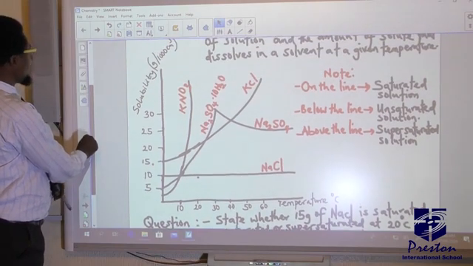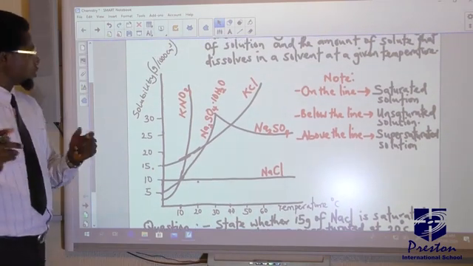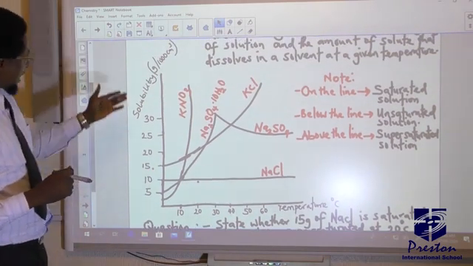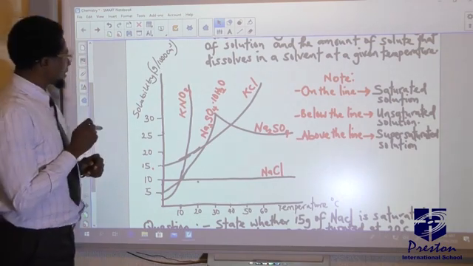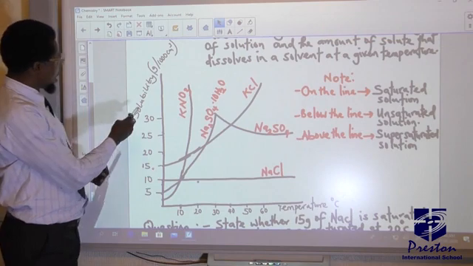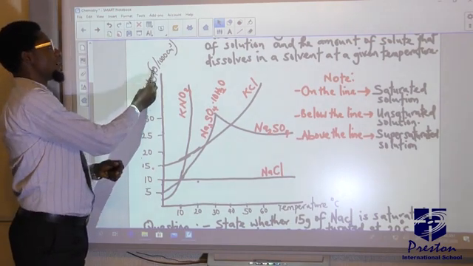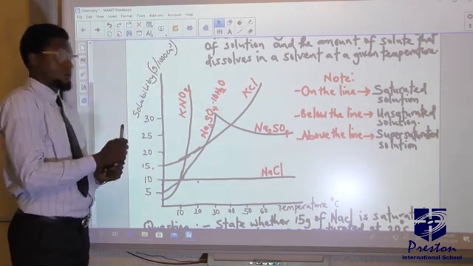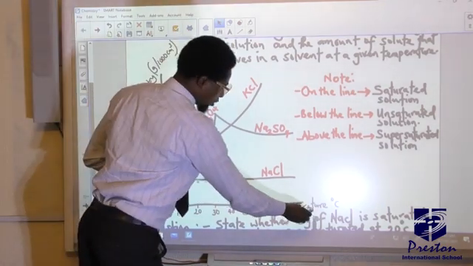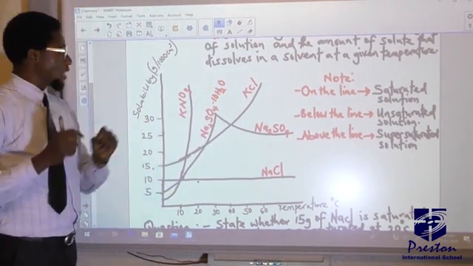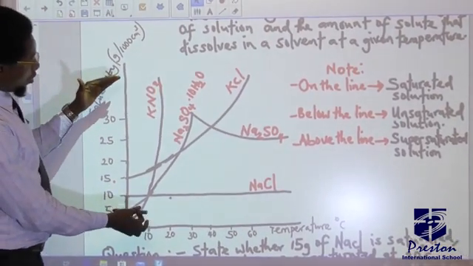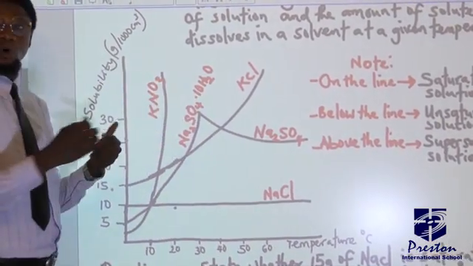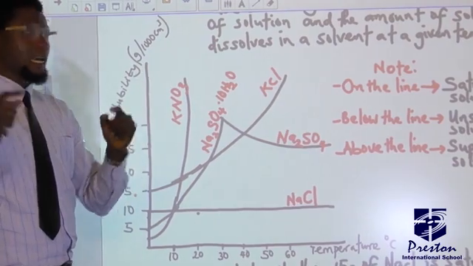This is a typical example of a solubility curve. Anytime you are drawing a solubility curve, it is done by plotting the graph of solubility in grams per 1000 cm³ against the temperature of the solution process. Now, in this solubility curve, we have different lines. We call them solubility lines.